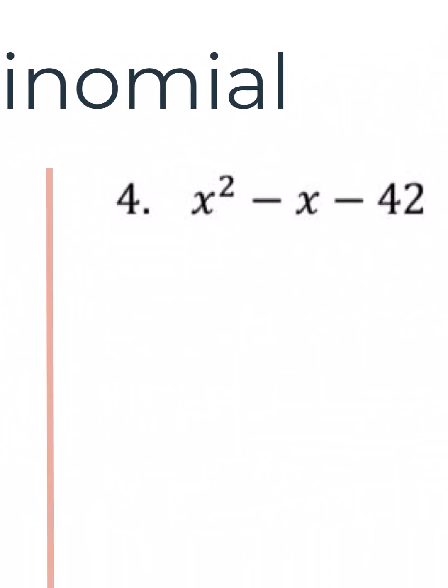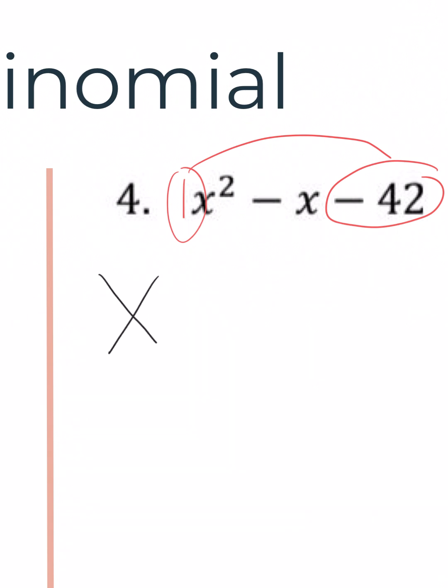Okay, so let's look at number 4. Okay, so if there's no number in front, there's really a 1. So I have a 1 there. So I'm going to take this 1 times all of this. Okay, so that's a negative 42. So 1 times negative 42, that's going to give me a negative 42 on top.